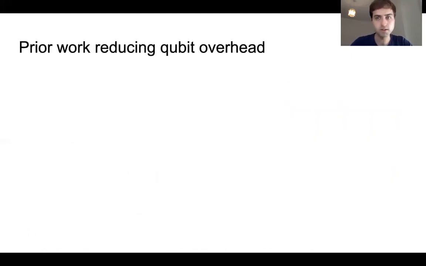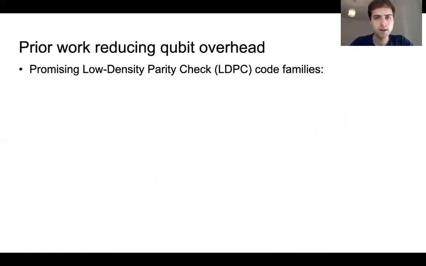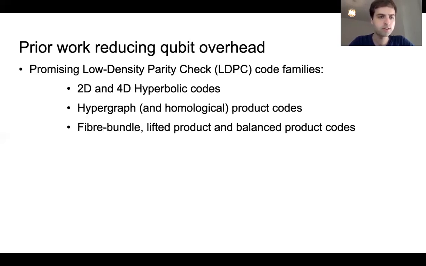Now, in terms of reducing the qubit overhead, there's been a lot of promising recent work on constructing new families of low-density parity check codes. And so low-density parity check codes are quantum codes where the stabilizer weight is bounded above by a constant, and each qubit is involved in a constant number of stabilizers. Examples of families are 2D and 4D hyperbolic codes, hypergraph and homological product codes, and recently fiber bundle, lifted product, and balanced product codes. And all of these families of code improve on the surface code, or can improve on the surface code, in terms of their theoretical parameters.